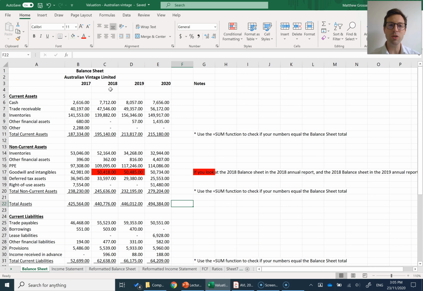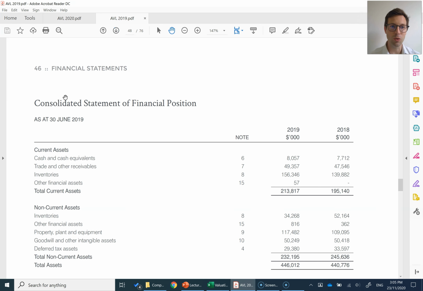So first of all, I'm going to look at the balance sheet. And the first step here is a little bit time consuming and a little bit slow. But what I had to do is I've opened up the financial statements. I've gone to the balance sheet, or consolidated statement of financial position as they call it. And I've literally just entered in the information from this financial statement into my spreadsheet as a starting point.